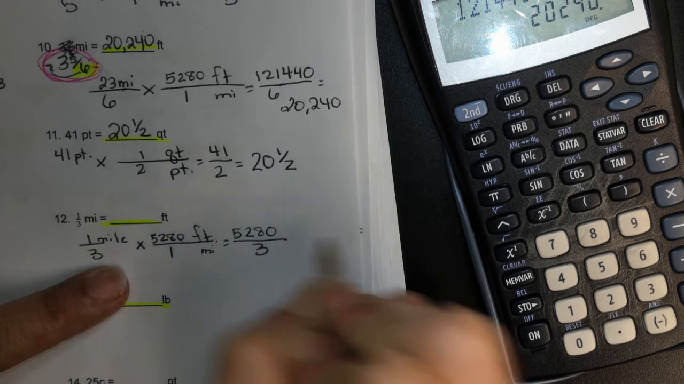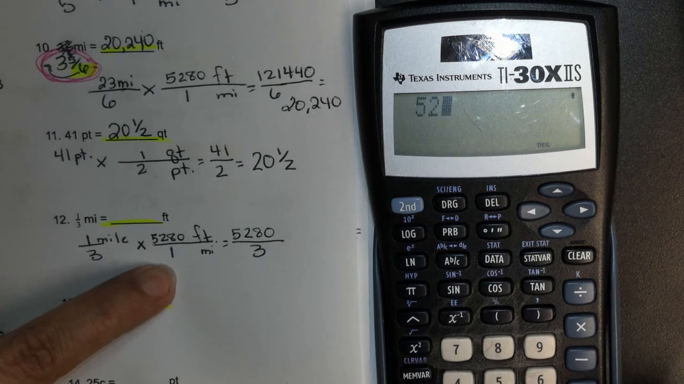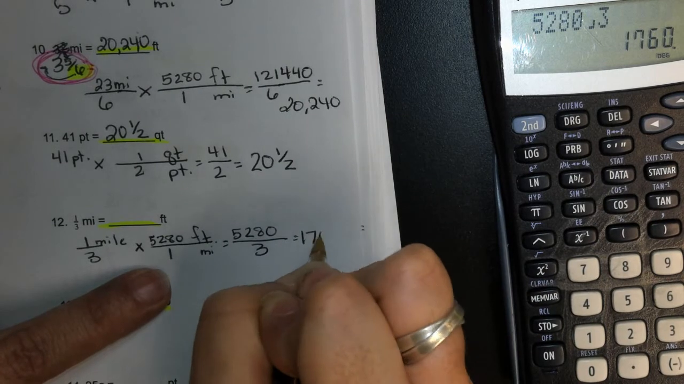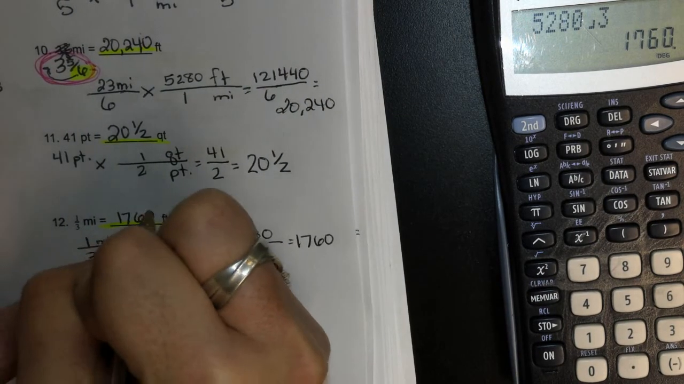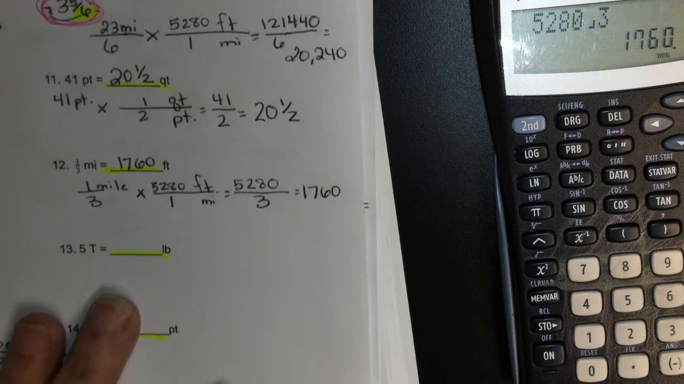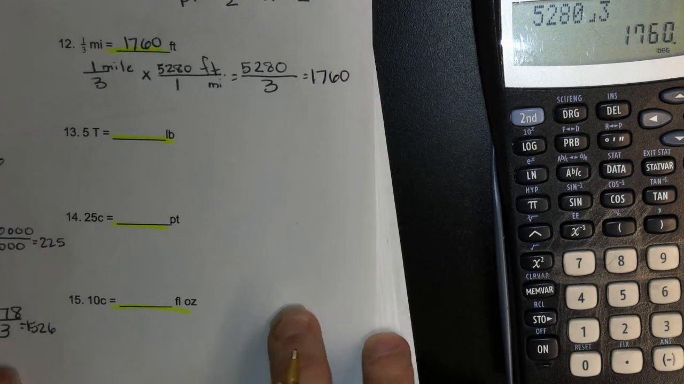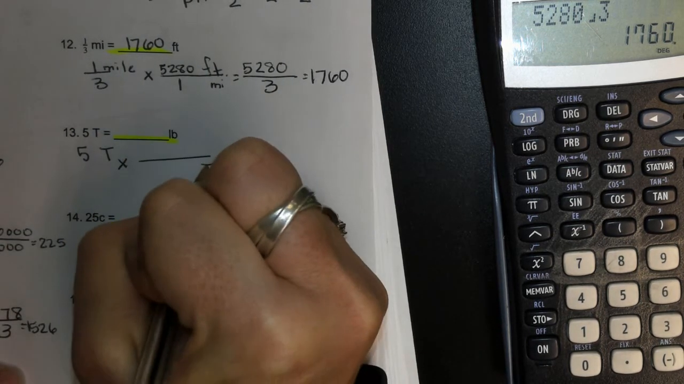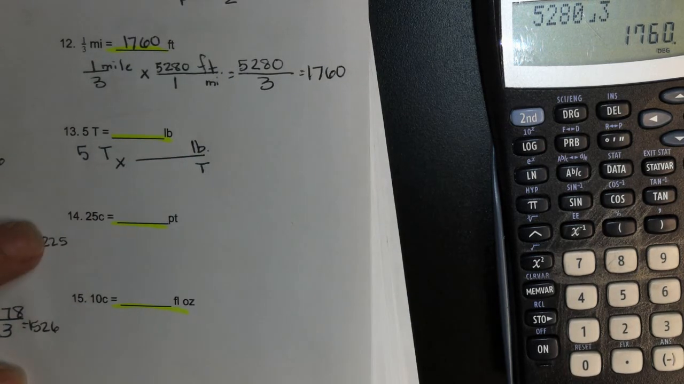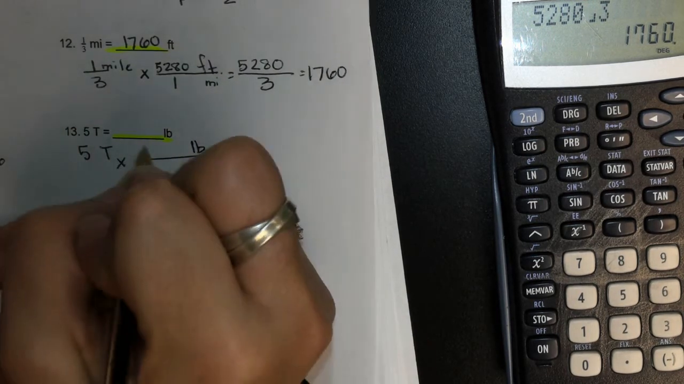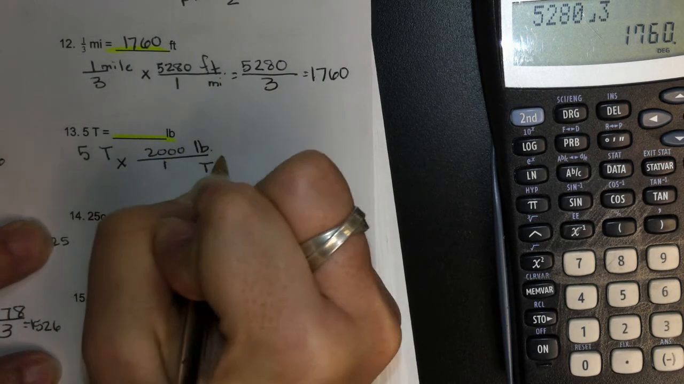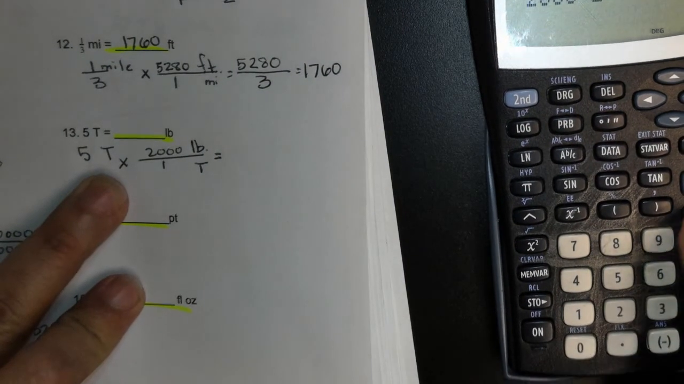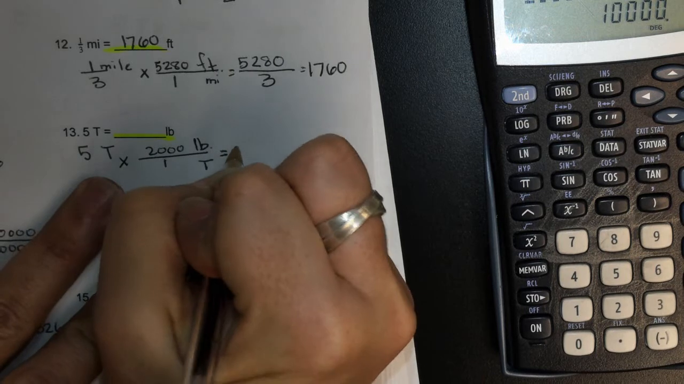If I hit the ABC button, I get 1,760. Okay. 5 tons times tons and pounds. That's 2,000 pounds. Equals 2,000 times 5. 10,000.